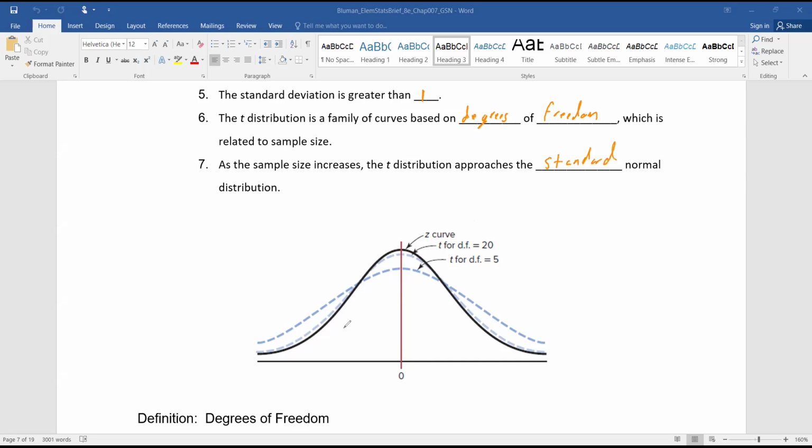You can see that this is a normal z curve. This is a degree of freedom of 20. This is a degree of freedom of 5. So the more degrees of freedom, meaning the larger my sample size, the closer to the actual normal curve I would get.